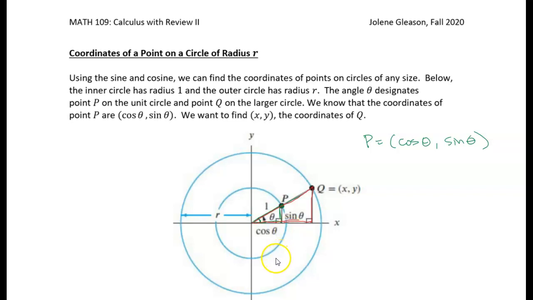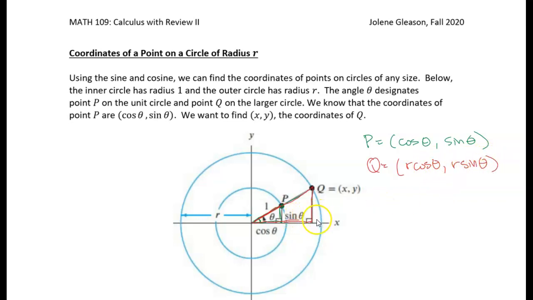Now, what factor is it scaled up by? Well, the radius of our unit circle was 1, and now the radius of this largest circle is r. So the scaling factor is just r. So that means we can scale all the sides up for Q. And so this point Q is going to be at r cosine theta and r sine theta, right?